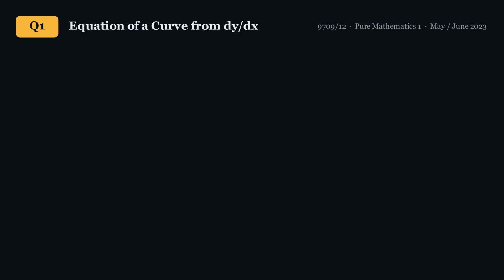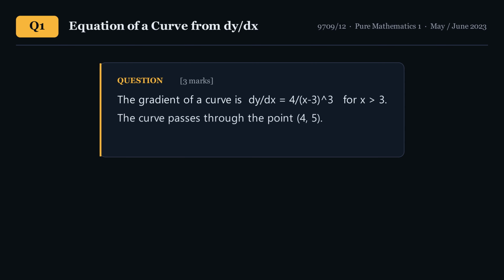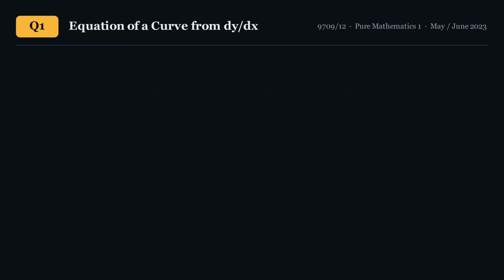Question 1. Equation of a curve from dy by dx, Pure Mathematics 1, May-June 2023. The gradient of a curve is dy by dx equals 4 over (x - 3) cubed, for x greater than 3. The curve passes through the point (4, 5). Find the equation of the curve. Now let's work through the solution step by step.